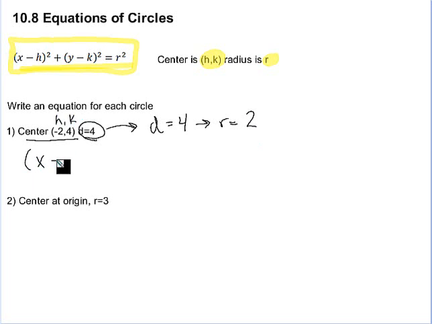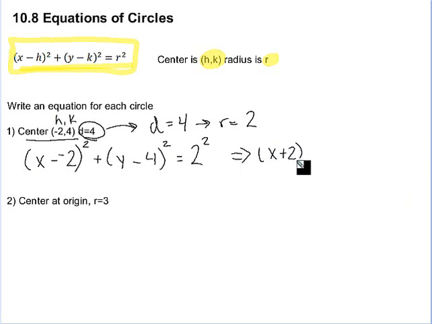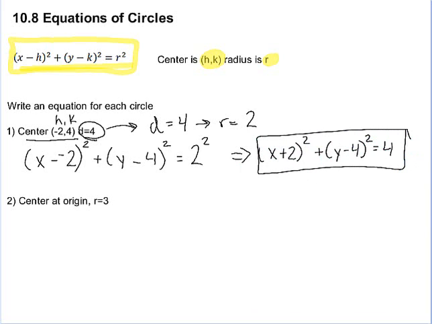So here we have (x minus h), which is -2, squared, plus (y minus k), which is 4, squared, equals r, which is 2, squared. Now to simplify, we wouldn't write x minus a -2, so we'd say (x plus 2) squared plus (y minus 4) squared, and 2 squared is really 4. So here's our circle in standard form.